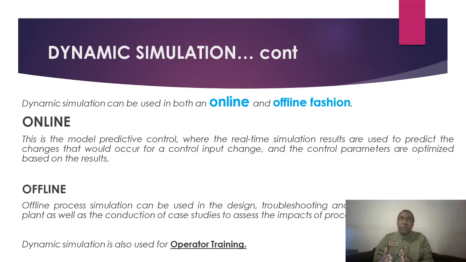The simulation model, or the dynamic model, can just be used to design, to troubleshoot, and to optimize the process, or when you are conducting your case studies to assess the impacts of process modifications. So I want to highlight that dynamic simulations can be applied when, one, you have got your real physical plant which is in place and already running. Two, when you have got a plant which is in the building stage or in the construction phase.